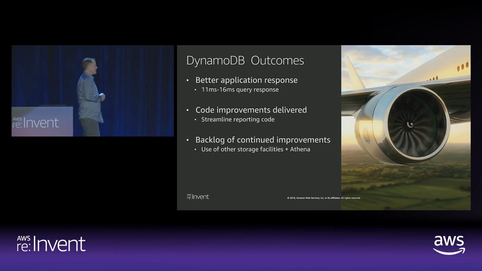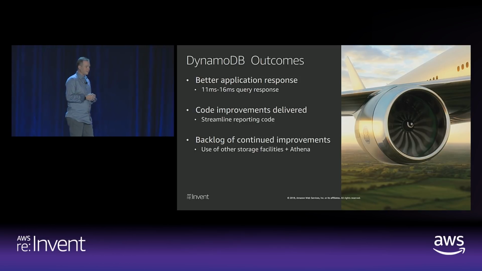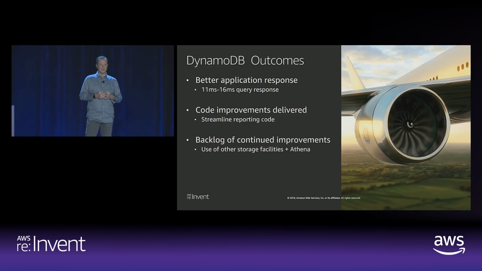So what were our outcomes? We see approximately 11 to 16 millisecond response time on all of our queries, which before ranged largely depending on the data that we were retrieving. Depending on what the cluster was doing at the moment, if the Cassandra cluster was ingesting a large amount of flight report data at one time, those reads would slow down. We don't see that same slowdown when we're ingesting into Dynamo.